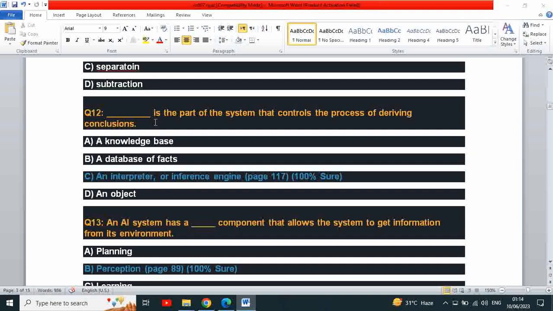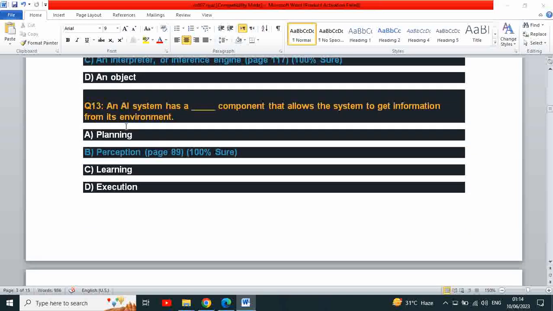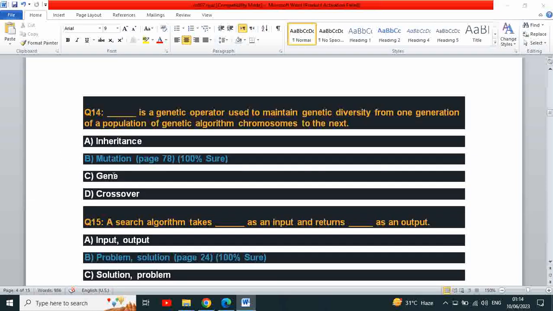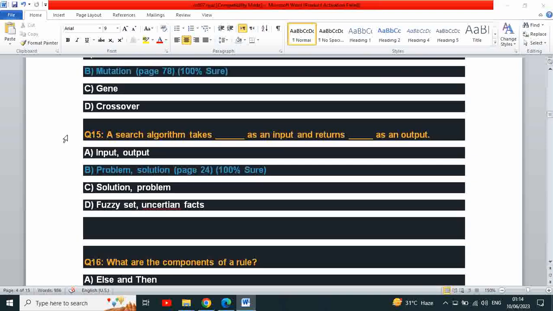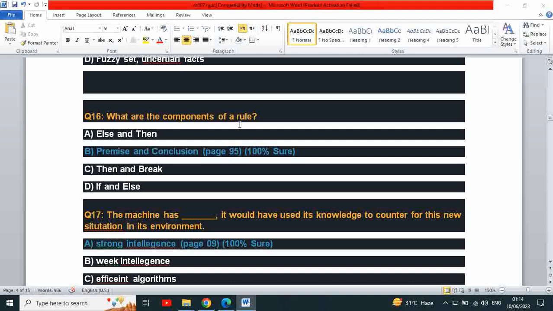Dash. An interpreter is the part of the system that controls the process of deriving conclusions. An AI system has a perception component that allows the system to get information from its environment. Mutation is a genetic operator used to maintain genetic diversity from one generation to the next in a population of genetic algorithm chromosomes. A search algorithm takes problem as input and returns solution as a output. This one. What are the components of rule, premise and conclusion?